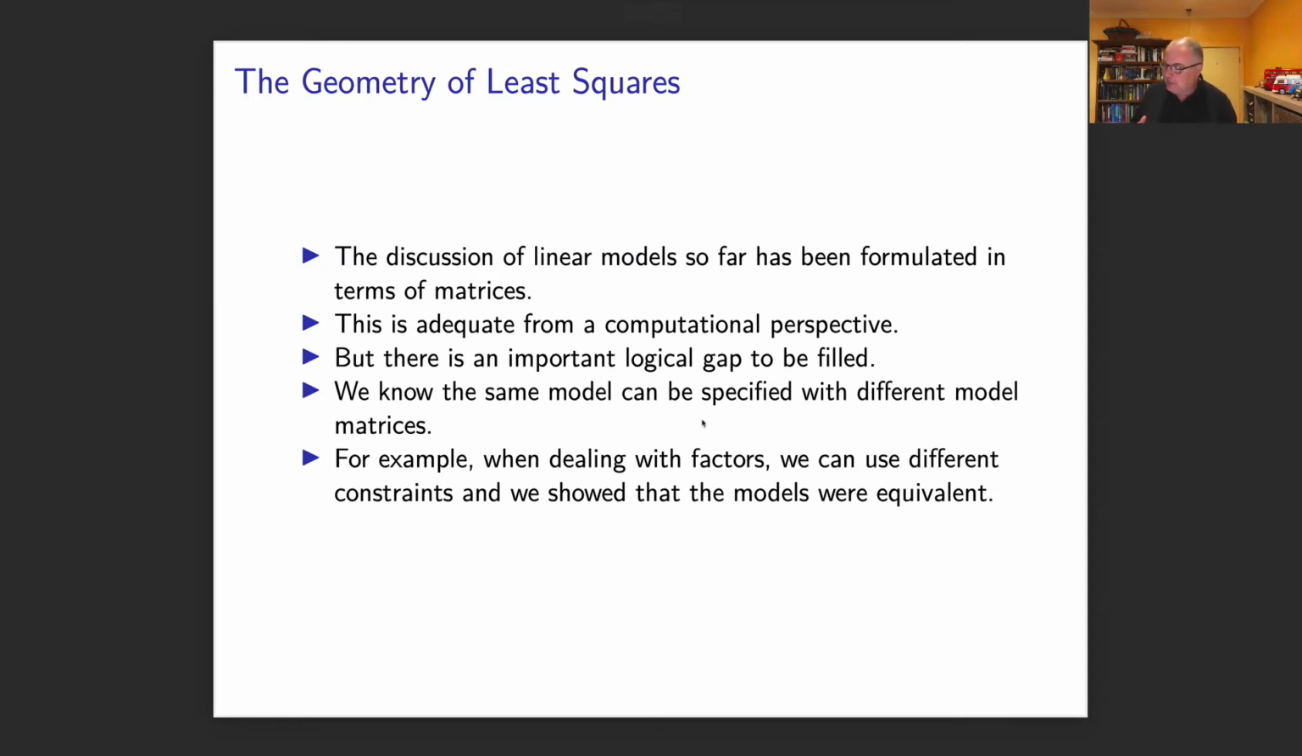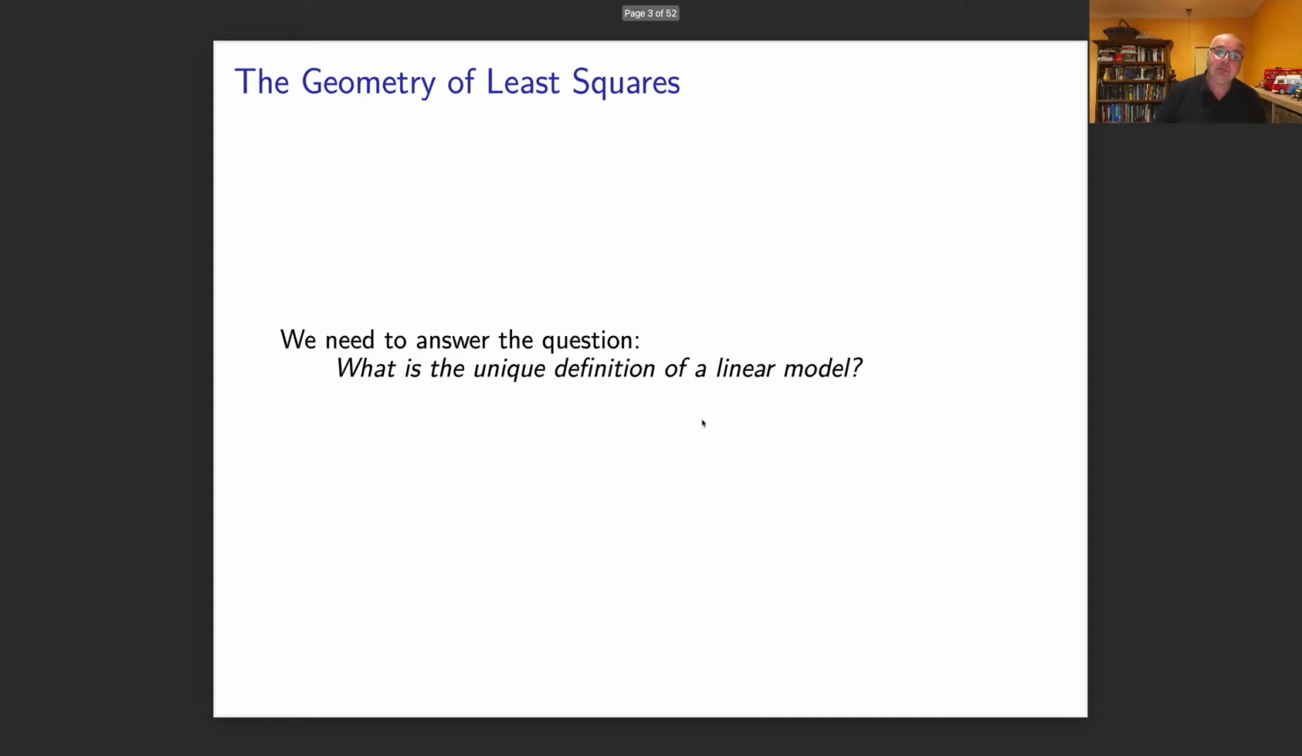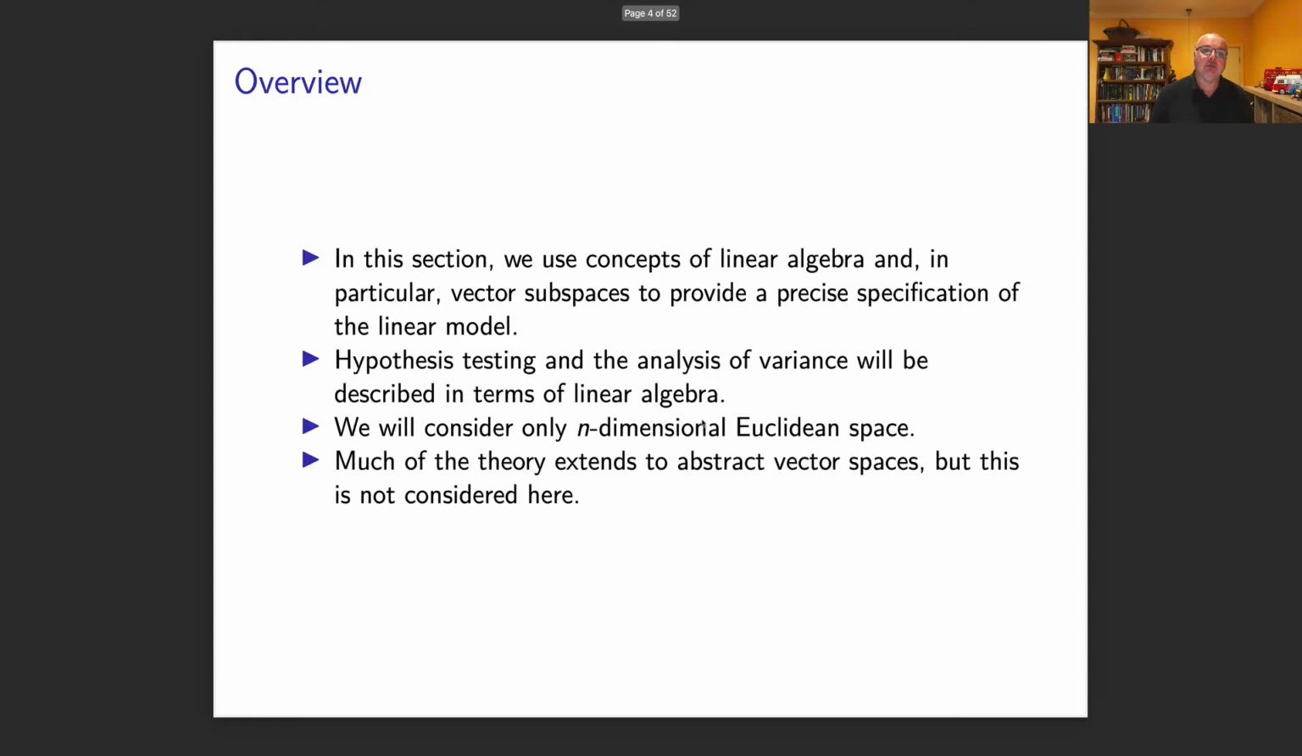We know, as I said, that the same model can have different model matrices. When you think about your design matrix, you could have a categorical variable, and you could use either the reference level or the zero sum. Different matrices, but they have similar interpretation. So the question is, can we put this at a higher level so that each of these individual matrices is just seen as one aspect of that? What is the unique definition of a linear model? So you get away from matrices and think about it in terms of a higher abstract notion.